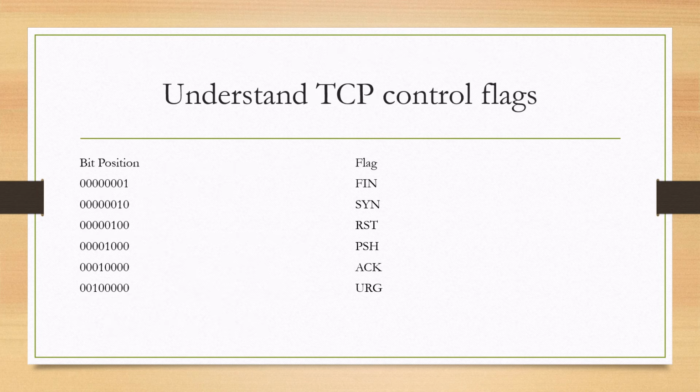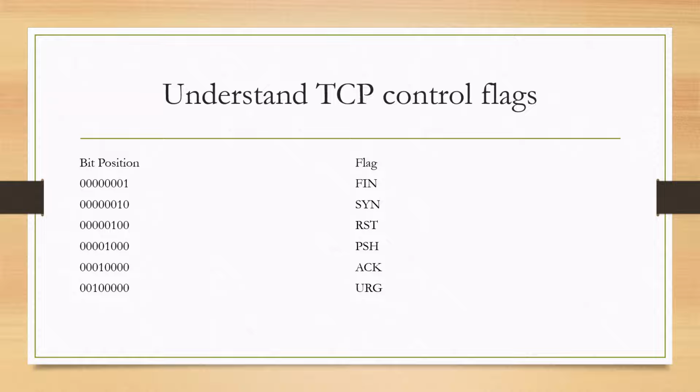See, this is the TCP control flags table. These are the bit positions, and these are all the flags. So for this position, the flag will be this. We got this position, 10, so we have used the SYN flag. That's all from the first part.